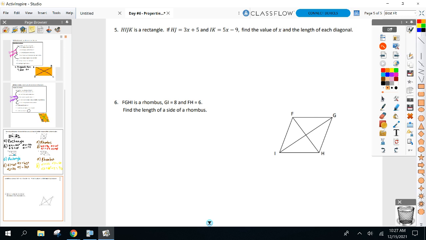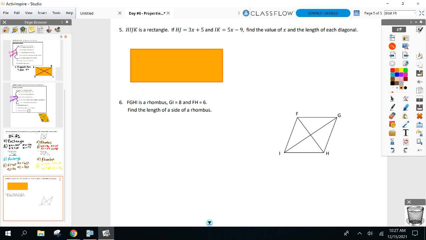Hey, got a rectangle. HIJK. Quick review. How do I label it correctly? Clockwise or counterclockwise. Don't jump diagonally, right? That'll throw off where your diagonal should be. HIJK. Clockwise or counterclockwise. Don't jump diagonally.